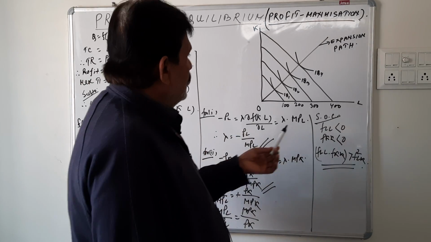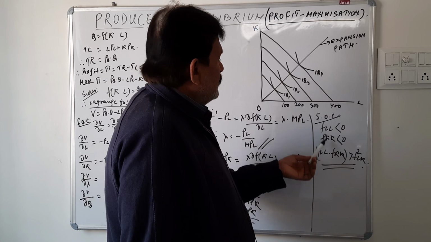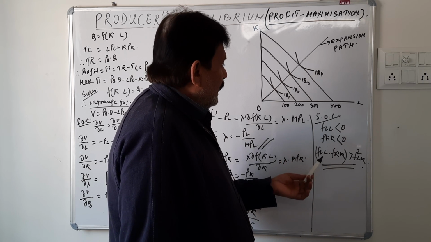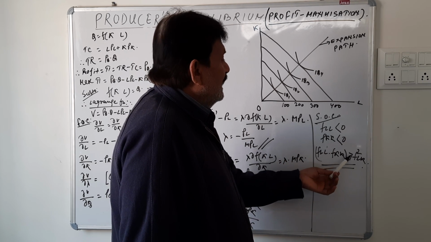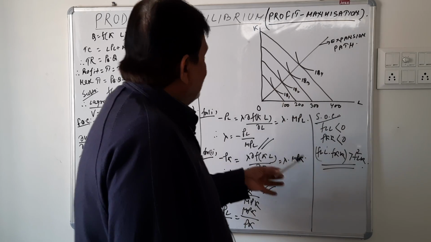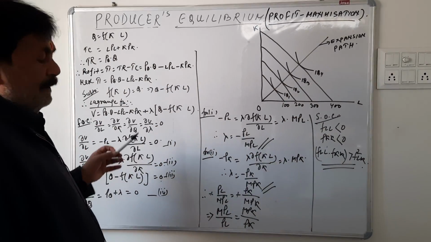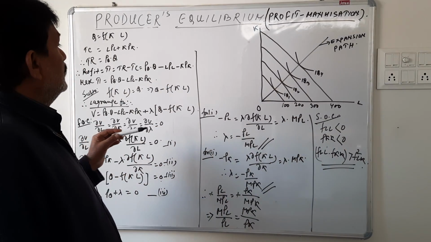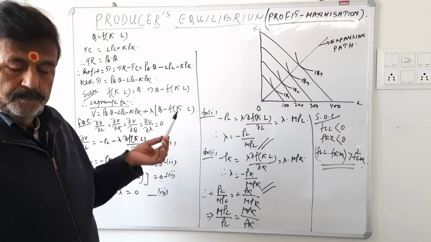As far as the second order condition is concerned, these two second derivatives have to be negative, and F_LL into F_KK is greater than F_LK squared. So this happens to be the theoretical explanation of the profit maximization. Now let us solve a sum on this.